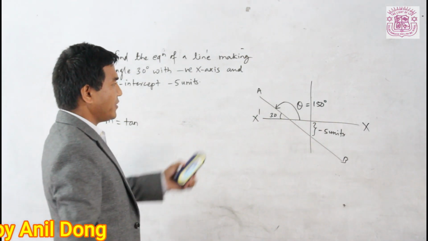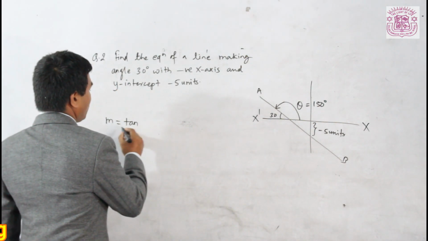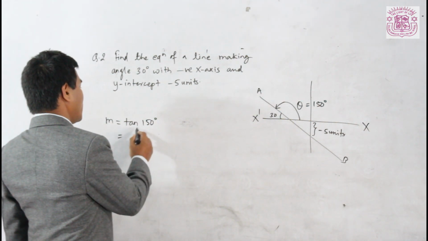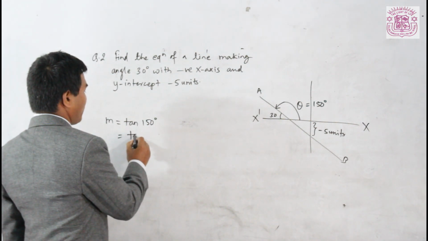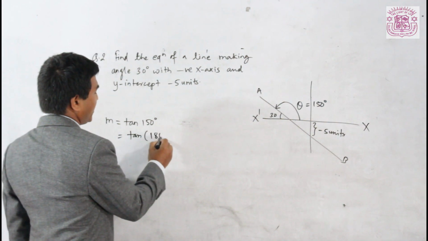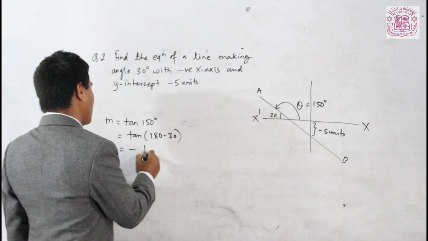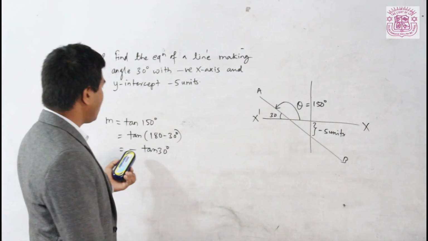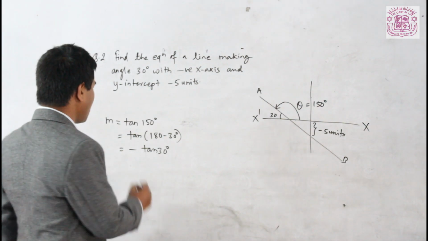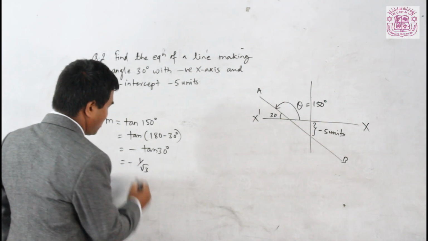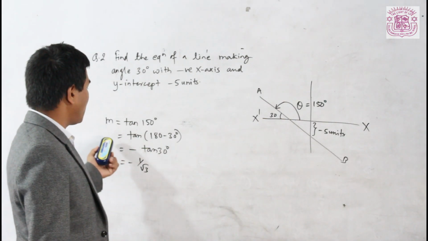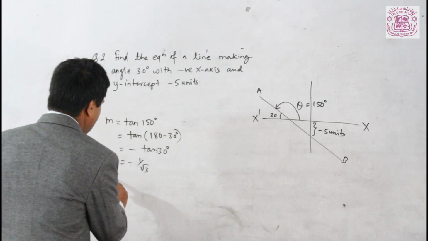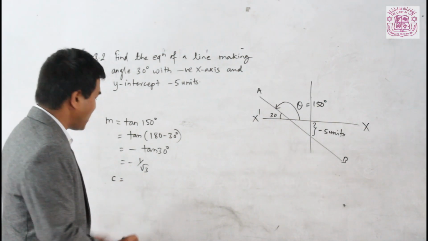Now the slope will be given by that angle. So here you can write m equals tan 150 degree. The value of tan 150 degree you can find by using the cos rule, 180 minus 30. So this is minus tan 30, and the value of tan 30 is 1 by root 3, so it is minus 1 by root 3. So the slope of the line is m equals minus 1 by root 3. Again we have the y-intercept, that is small c. The y-intercept is minus 5 units.